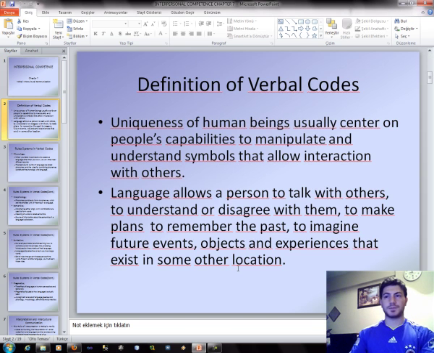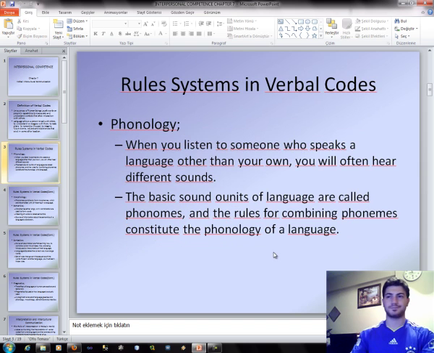Definition of verbal codes. Neuroscience of human beings usually centers on people's capabilities to manipulate and understand symbols that allow interaction with others. Language allows a person to talk with others, to understand or disagree with them, to make plans, to remember the past, to imagine future events, objects and experiences that exist in some other location.